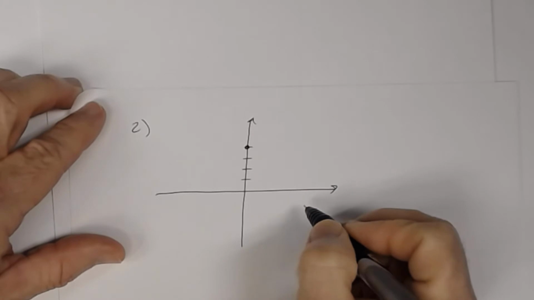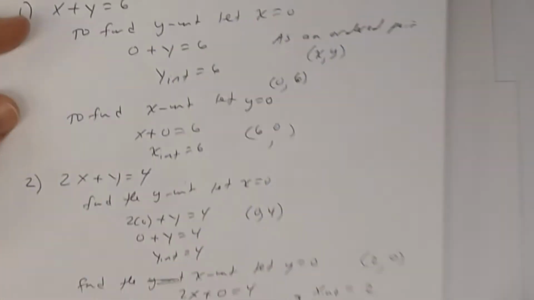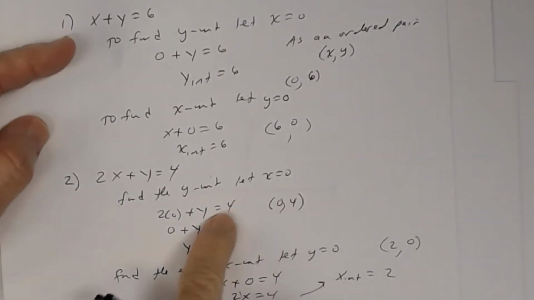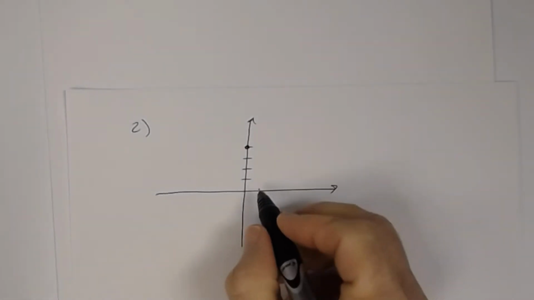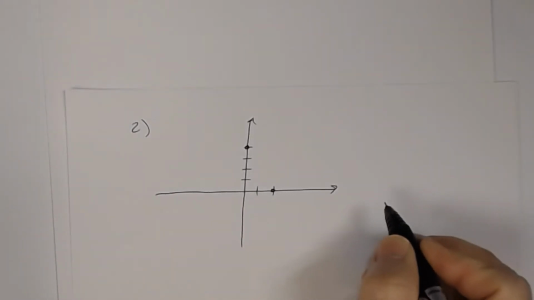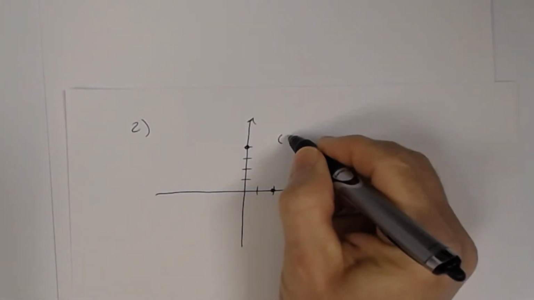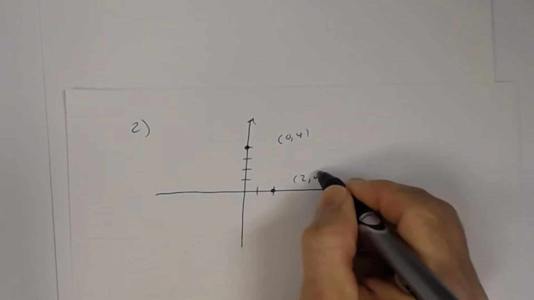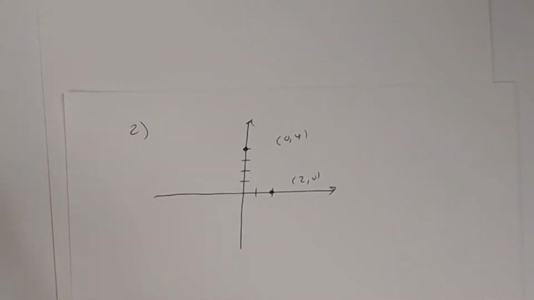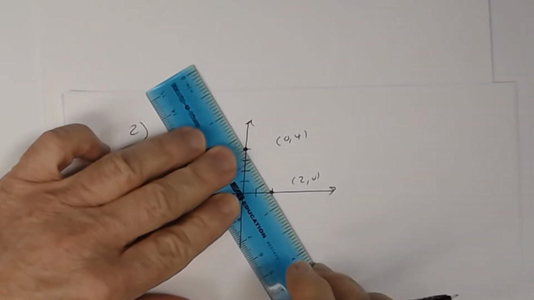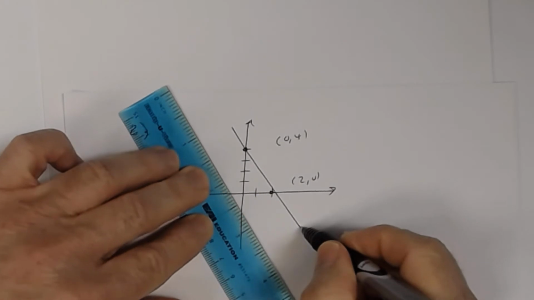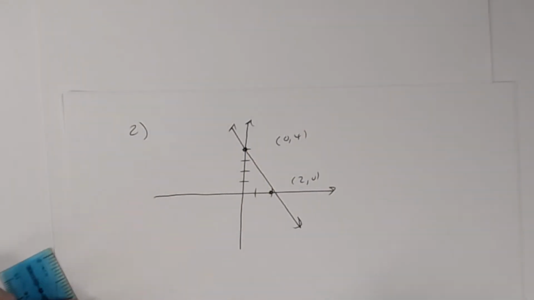So that's your y-intercept. The x-intercept, remember, your y-intercept was 4. Your x-intercept is 2. So you go 1, 2, put a dot. You're going to have to label it. So you say 0, 4, 2, 0. And then you draw your line. Okay, so I could have done a better job of drawing the line, but that's okay. All right, so that was number 2.